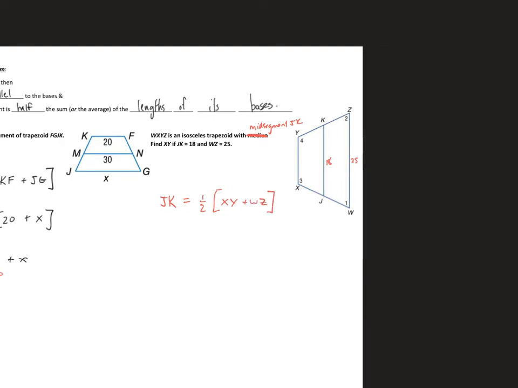Well, JK in this problem is 18. That is 1/2. XY is unknown, so I'm going to keep that XY plus WZ, which is 25. So in order to solve this, you multiply both sides by 2. 18 times 2 is 36. 36 is equal to XY plus 25. I subtract the 25, and I get that 11 is the length of segment XY.